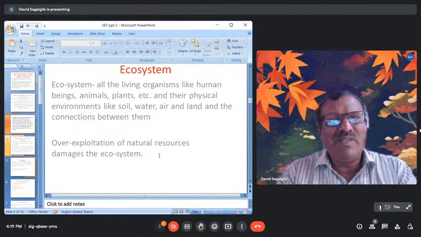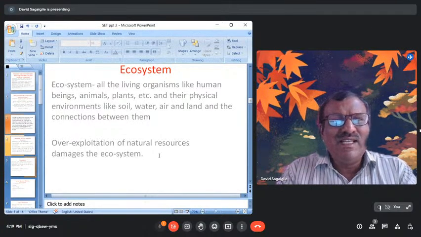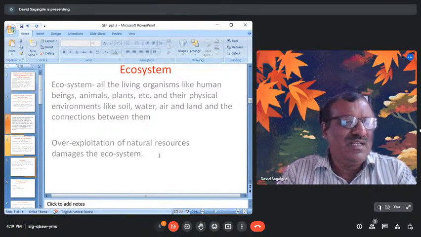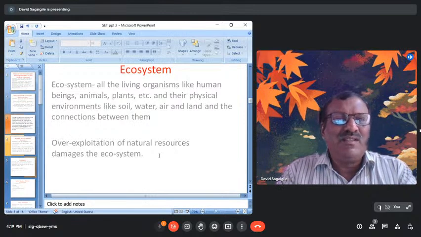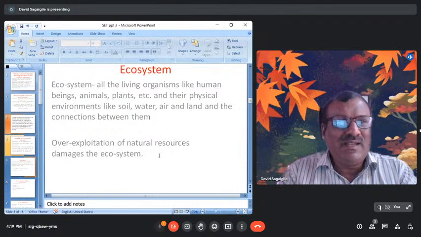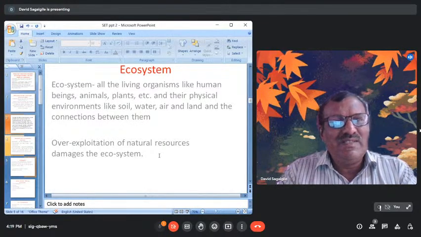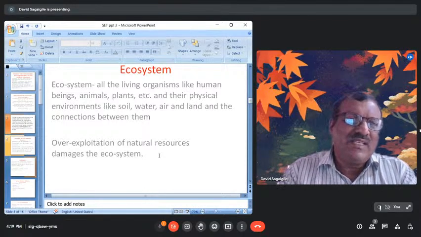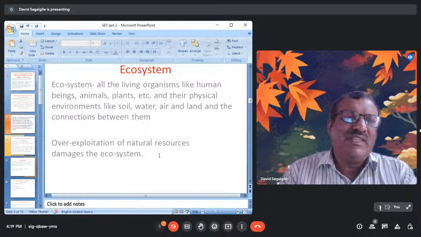Like take for example, if we are going to cut down the trees, then naturally the land will become barren. It will have an adverse effect on the soil. There will be a degradation of the soil. Then we see that the climatic conditions will change. Then we see that the rainfall will be affected because of it. And ultimately, who is getting affected? Human beings are getting affected because of their activities which they do against nature.